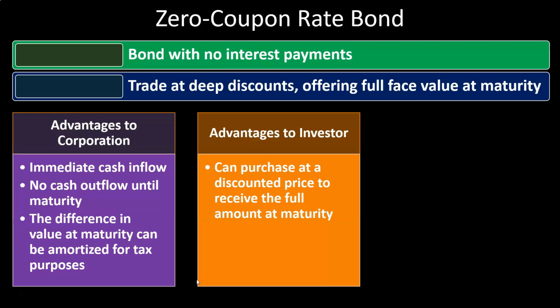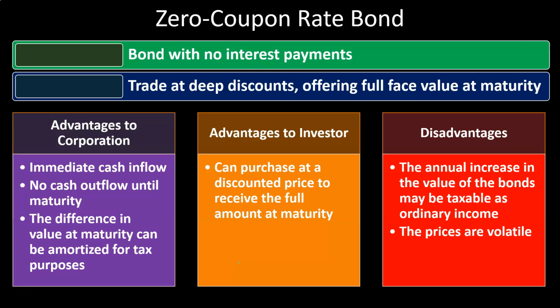So if, for example, I'm investing for retirement, in that situation, you might say, well, I don't need the interest payments. That's not helpful. I just want to get the full amount, the full benefit at maturity. So that could be beneficial because you can have a cheap discount to pay for it and get the full amount at maturity. The problem, though, is that the annual increase in the value of the bonds may be taxable as ordinary income, and the prices can be volatile as well.